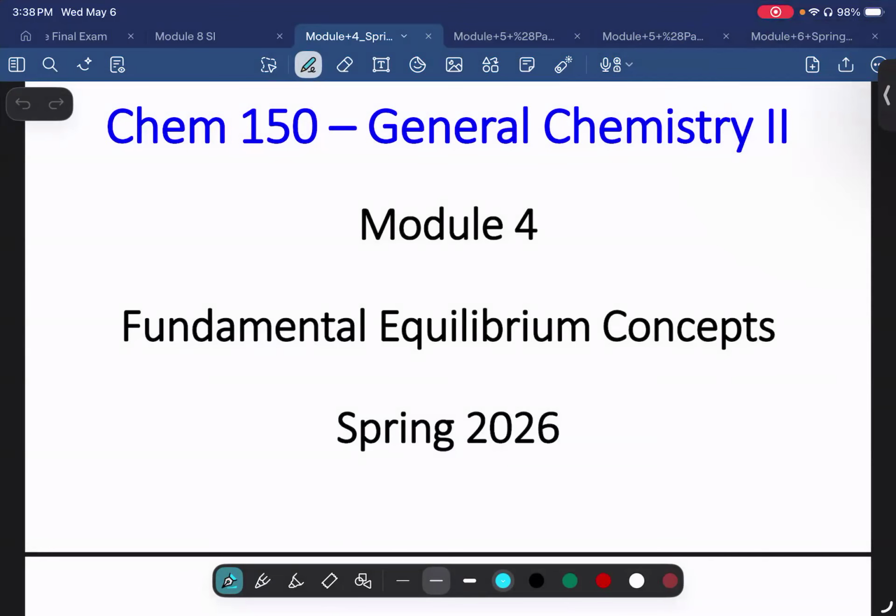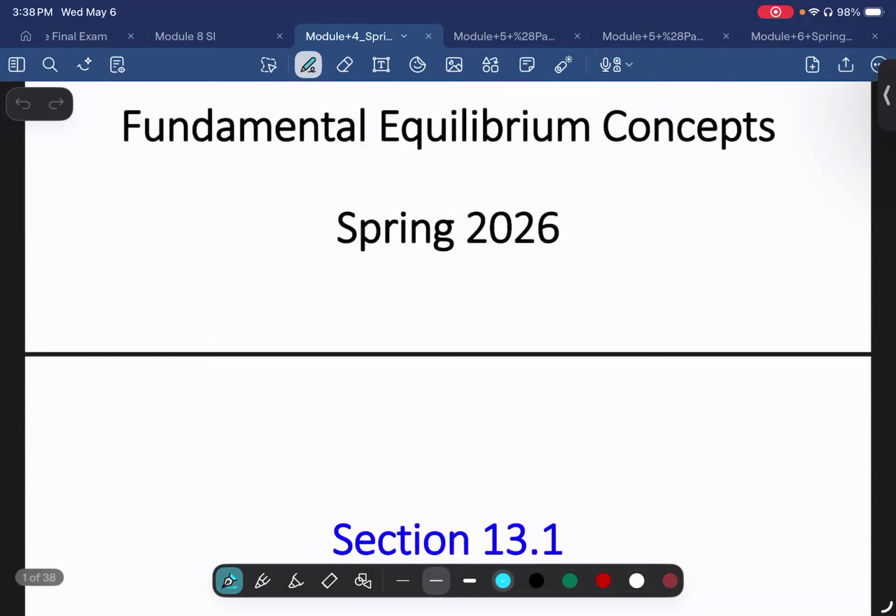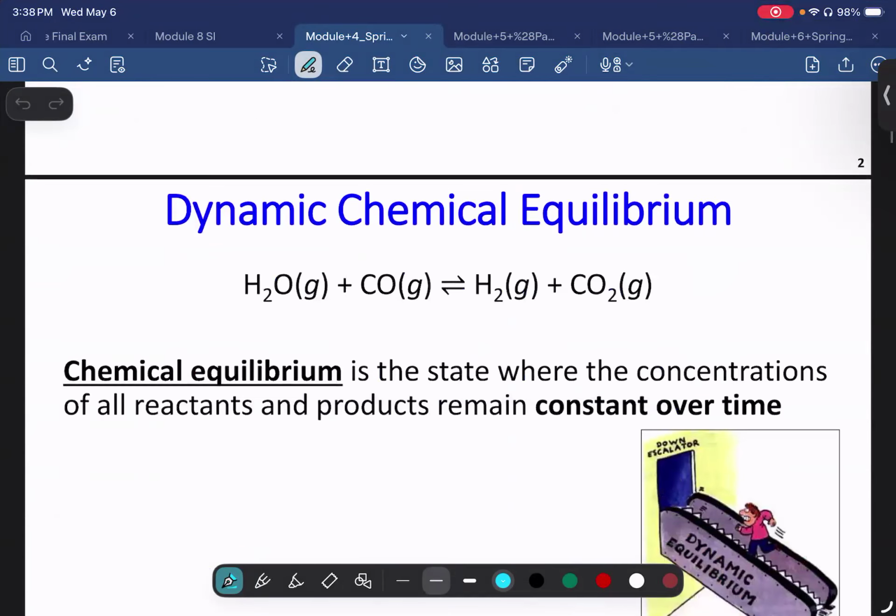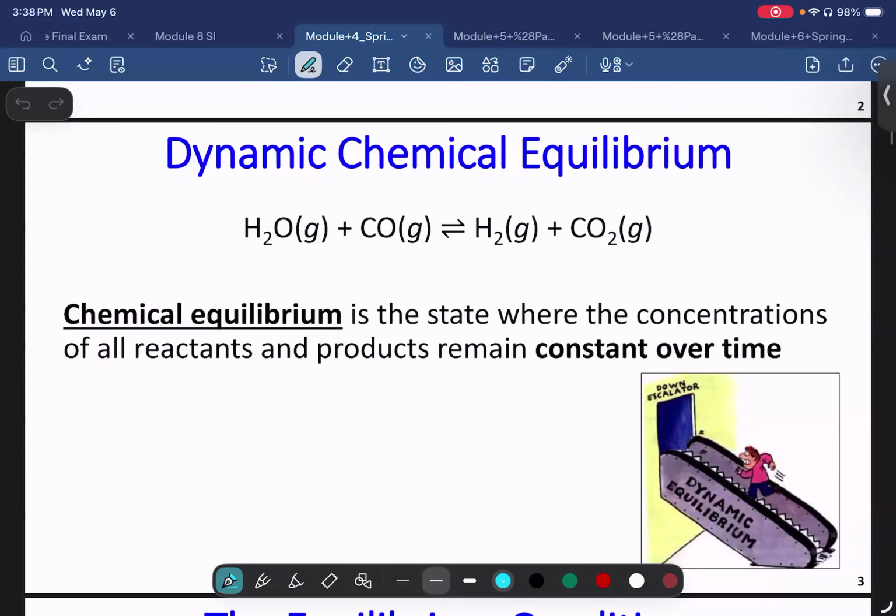All right. Module 4. Module 4 deals with equilibrium. So I'm going to go through a brief rundown of the concepts. You guys can look at the concept list sheet that I gave as well, because I believe that will definitely help you out. So this is just a basic definition.